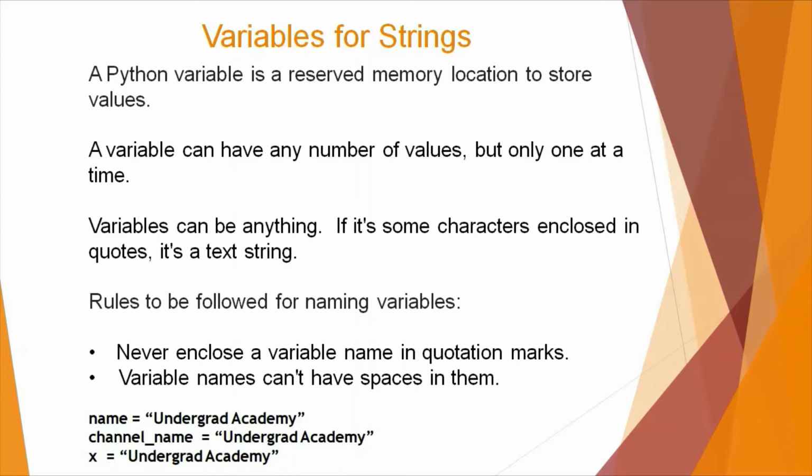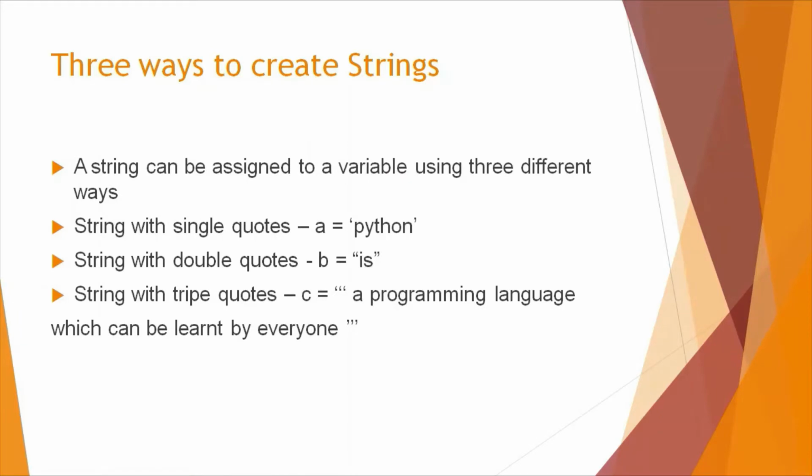Like here, we have declared a variable name which is equal to Undergrad Academy, and channel name is equal to Undergrad Academy. X is equal to Undergrad Academy. So you can have any name for a variable. There are 3 ways to create a string variable: using single quotes, double quotes, or even triple quotes. So let's open our PyCharm and do some practice of variables.